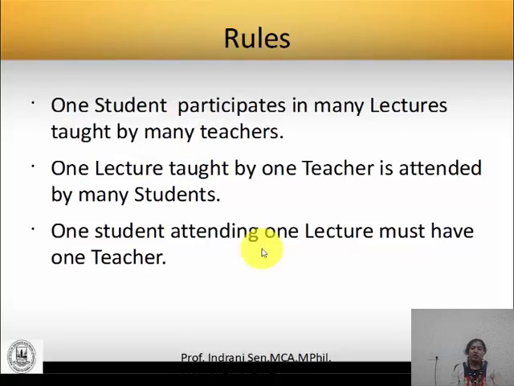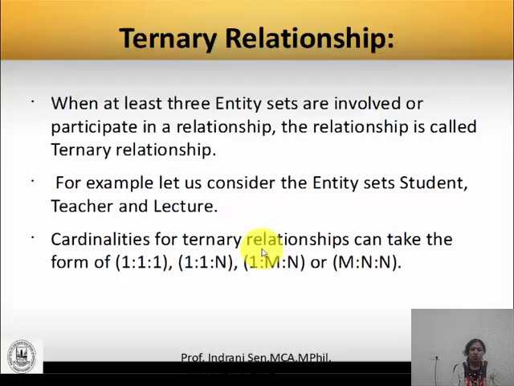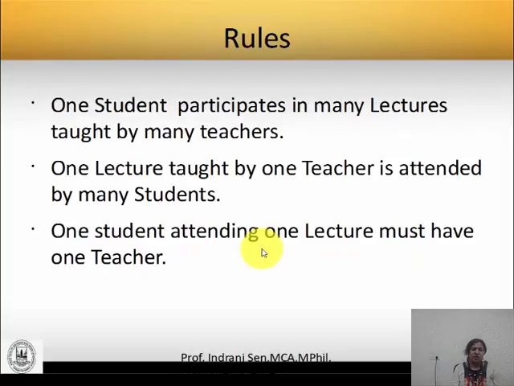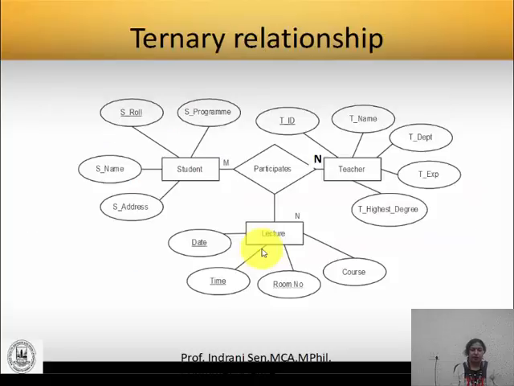We can formulate the business rules before modeling a ternary relationship. For example, for student, lecture, and teacher, we can model that one student participates in many lectures which can be taught by many teachers. Similarly, one lecture is taught by one teacher and is attended by many students, and one student attending one lecture must have one teacher. Depending on these rules, we can formulate the cardinality and draw the model.